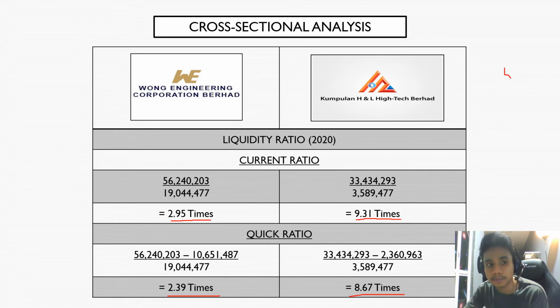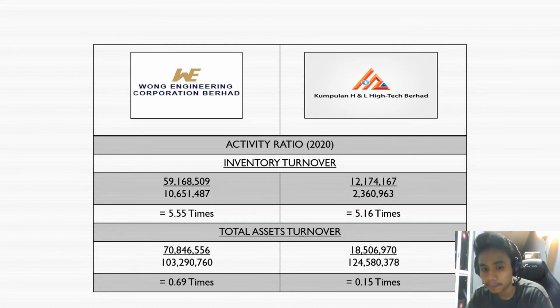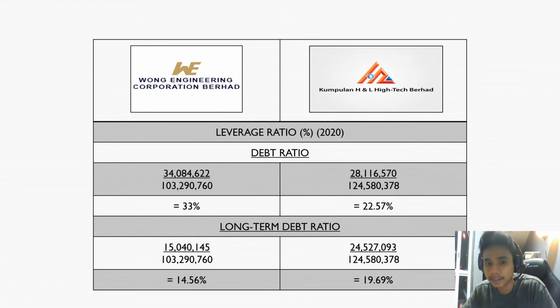For the total asset turnover, Wong Engineering Corporation Berhad also has the highest total asset turnover times. This indicates that Wong Engineering Corporation Berhad is more efficient in using its assets to generate profit than Kumpulan H&L High-Tech Berhad in 2020. For the cross-sectional analysis of the leverage ratio, it shows that Wong Engineering Corporation Berhad has a higher percentage of debt ratio over Kumpulan H&L High-Tech Berhad. This indicates that Wong Engineering Corporation Berhad has a higher default financial risk than Kumpulan H&L High-Tech Berhad in 2020.